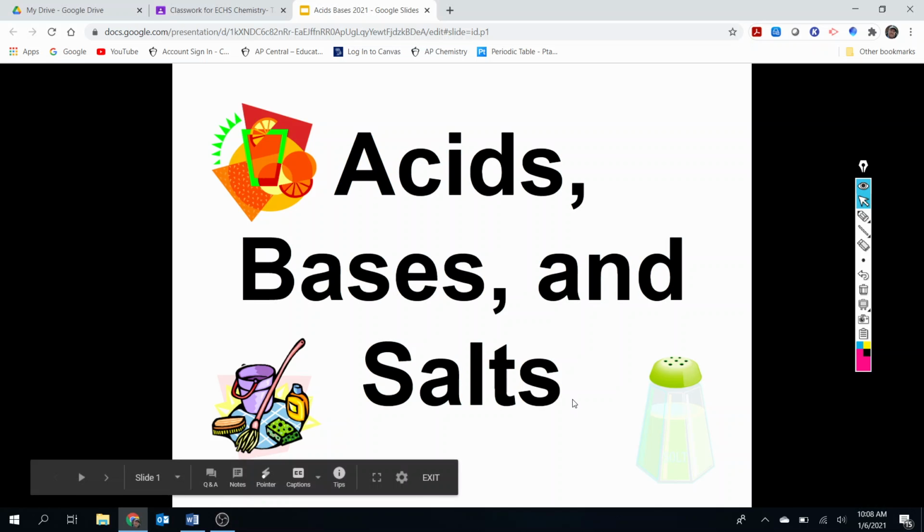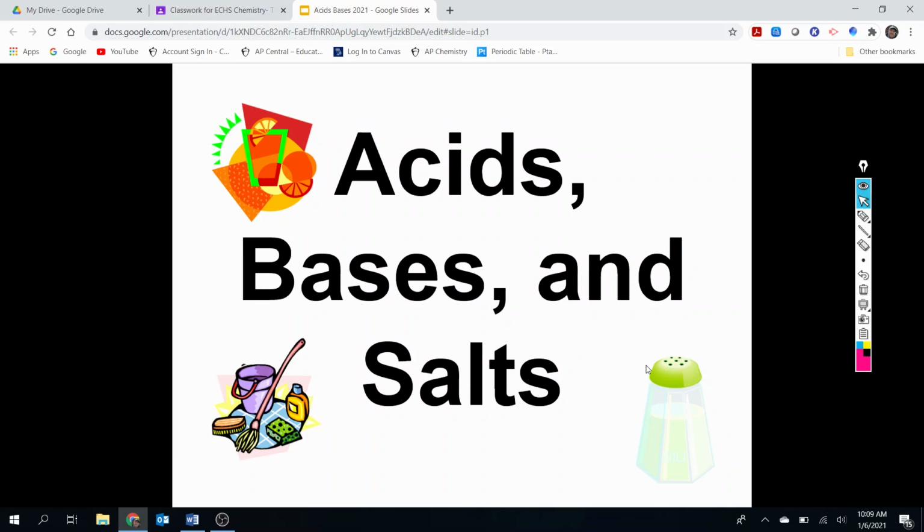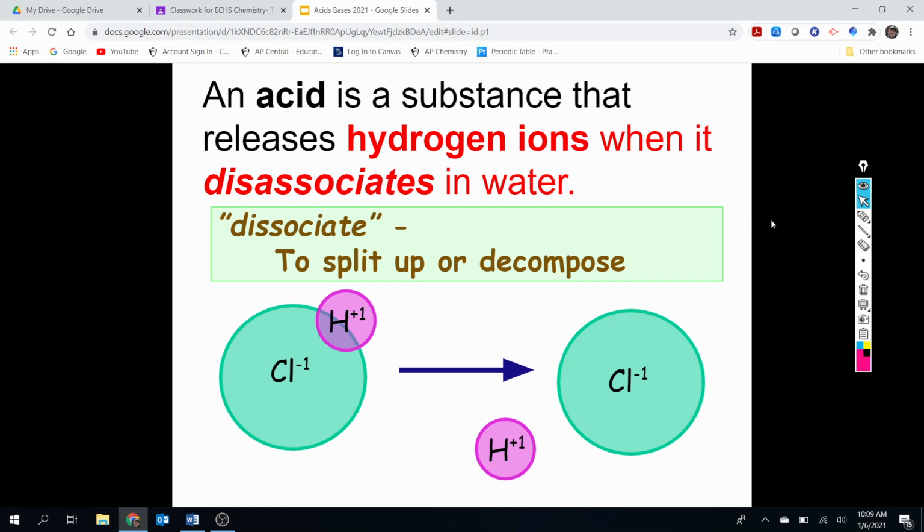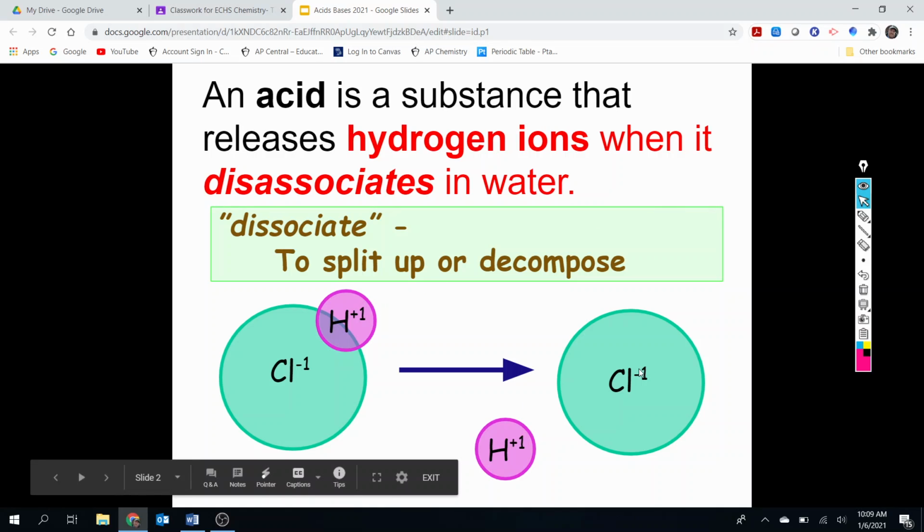All right, so as we talk about acids and bases and salts, when we talk about a salt, that's just an ionic compound. So we're really going to focus today on acids and bases. Now, an acid is something that releases a hydrogen ion anytime that it dissociates or breaks up in water.